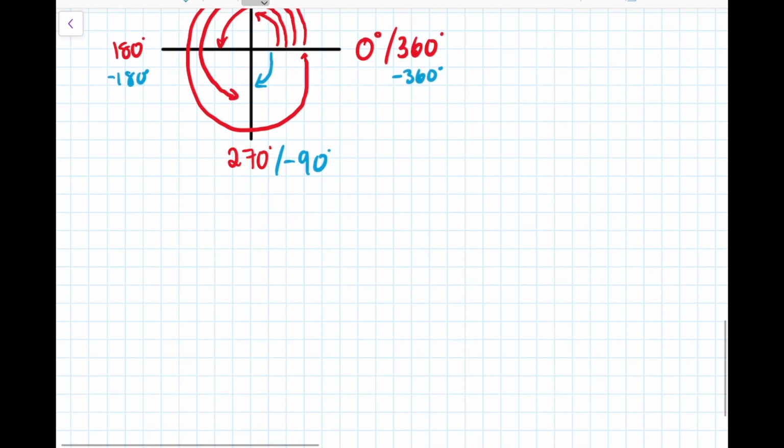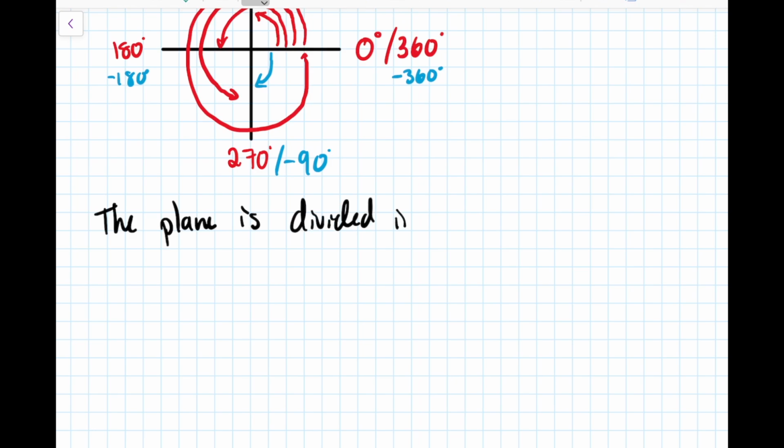And so our plane has 4 sections here. These are divided up in a way that you probably would have learned in Math 10, maybe even Math 9. So we've got the 4 sections, which are called quadrants. Quadrant comes from the word for 4.